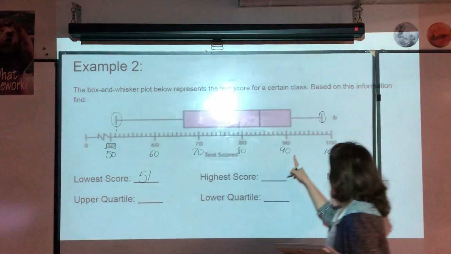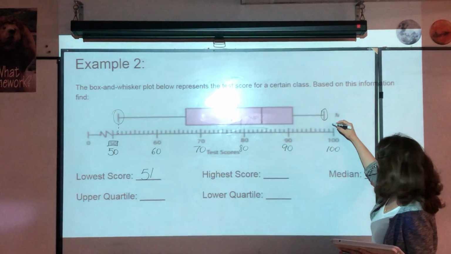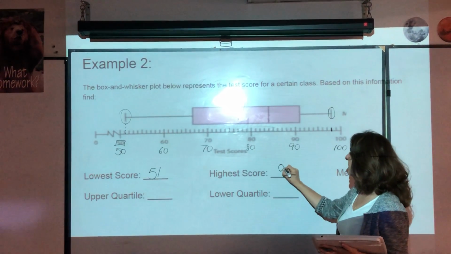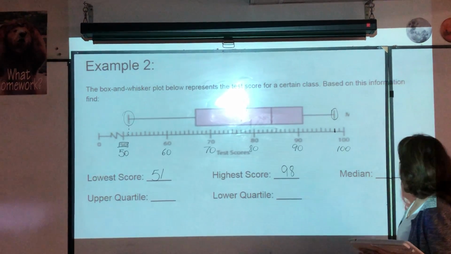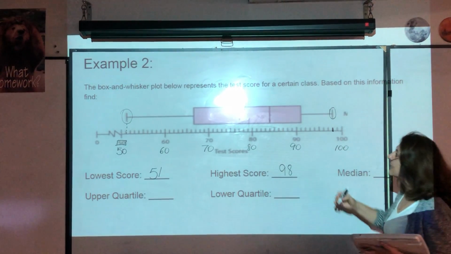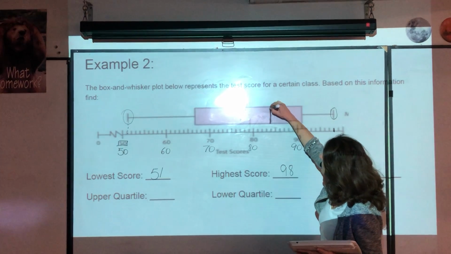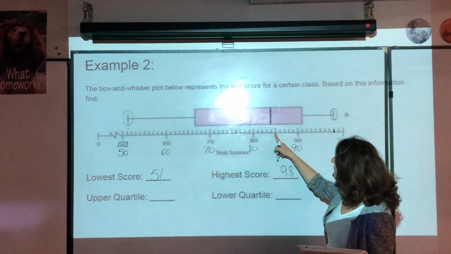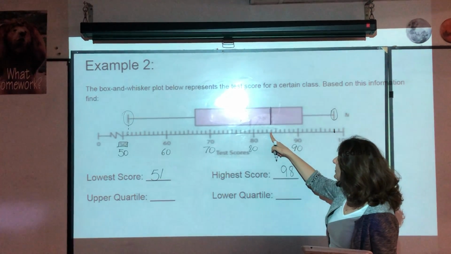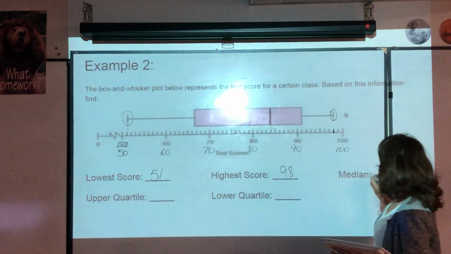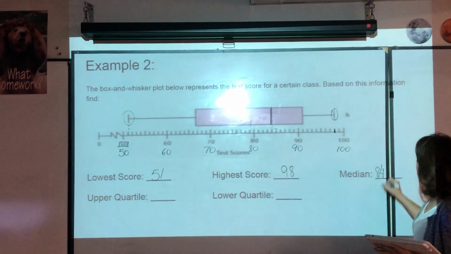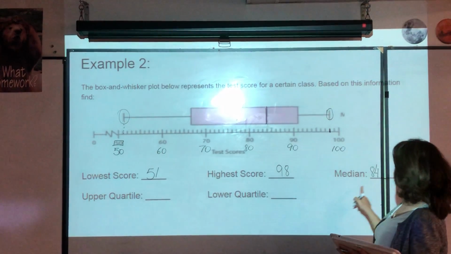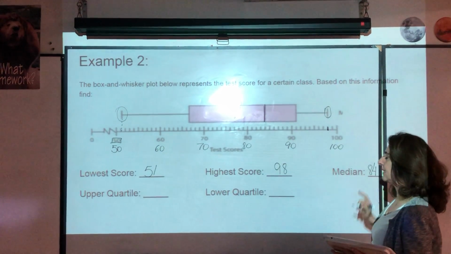The highest score over here, nobody got 100 in this test. Here, 98. The median is this number right here. See, it's represented already in the graph for you. So this is 85, take away 1, this mark here is 84. So the median of the class was 84, not the average but the median.